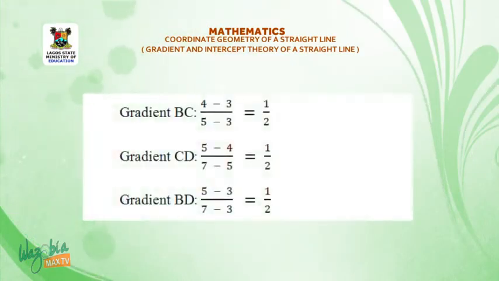Gradient of BC is 4 minus 3 all over 5 minus 3, which is equal to half. Gradient of CD is 5 minus 4 all over 7 minus 5, which is equal to half. Gradient of BD is equal to 5 minus 3 all over 7 minus 3, which is equal to half.